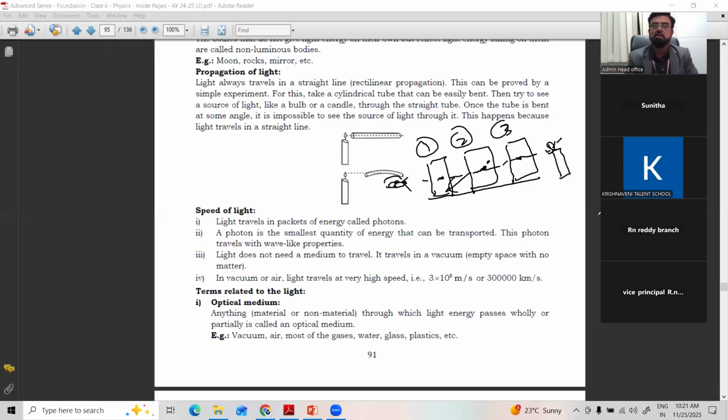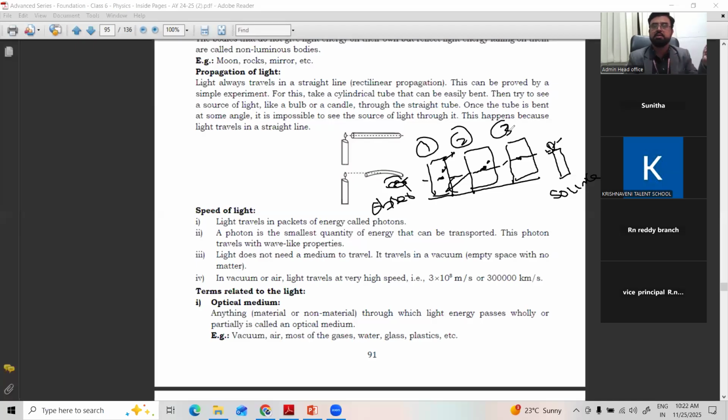Won't reach the observer. So suppose this is called the source, giving light, and this is the observer, our eye. As long as the 3 are in the same line, light will pass straight and reach your eye. But whenever any one of these is disturbed, suppose you move this one slightly aside, then what happens? Light will pass through these 2, but it touches somewhere here in the slide. It won't reach our eyes.